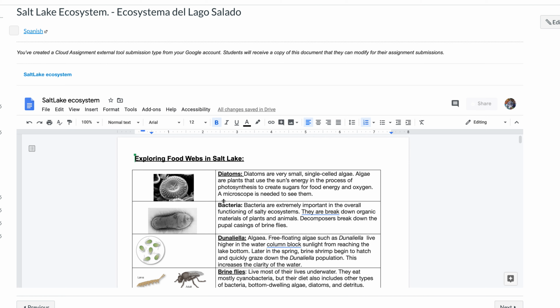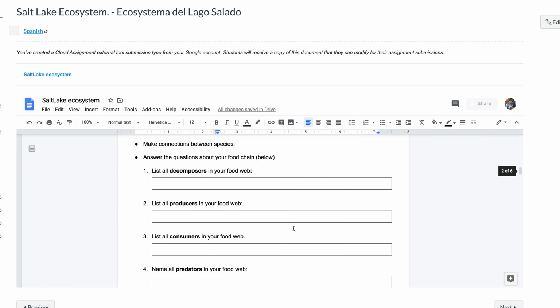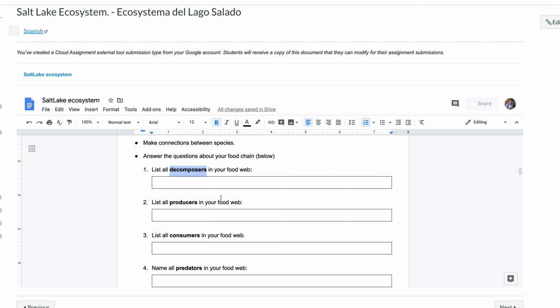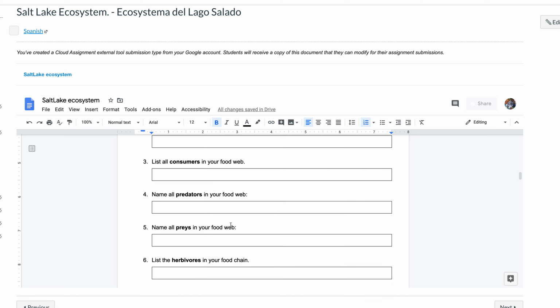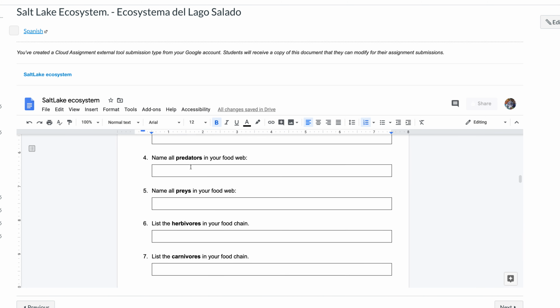So, for example, some bacteria are breaking down organic materials, meaning the cells of plants and animals. They also break down the pupa casings of brine flies. So a bacteria will be a decomposer because it's a cell that destroys other cells. Now, you've learned about predators.